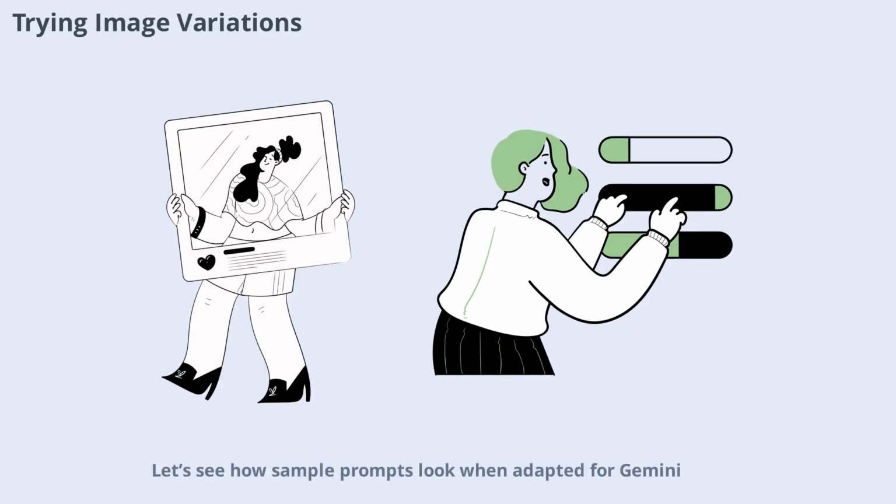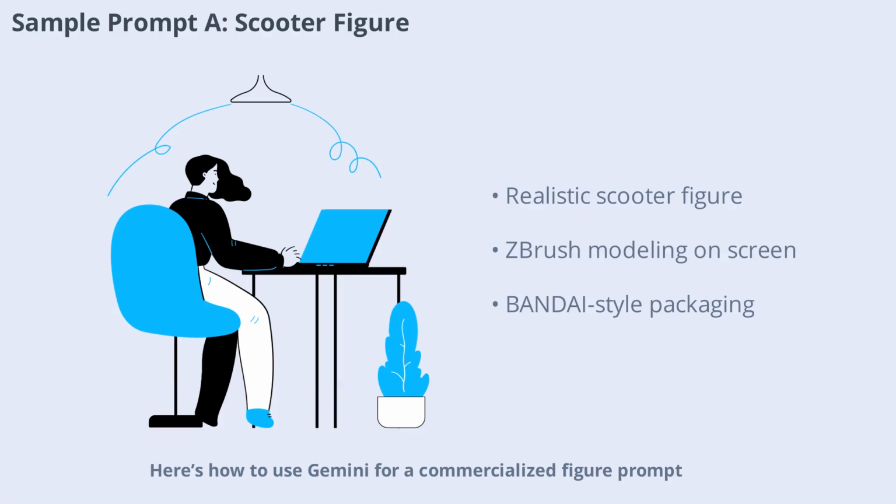Let's see how sample prompts look when adapted for Gemini. Here's how to use Gemini for a commercialized figure prompt. Ask Gemini to generate a 1:7 scale scooter figure in a realistic style, placed on a computer desk with a transparent acrylic base. On the screen, show the ZBrush modeling process, and next to it, a BANDAI-style toy box with the original artwork. This level of detail helps Gemini create a scene that's both realistic and visually engaging.